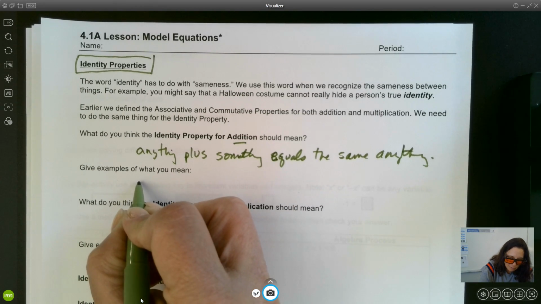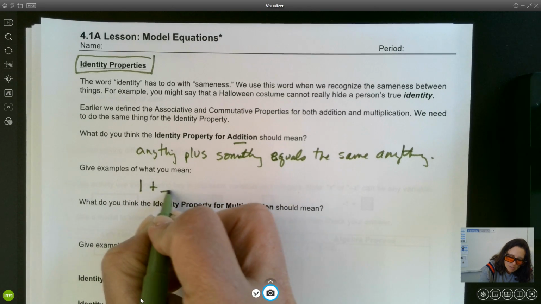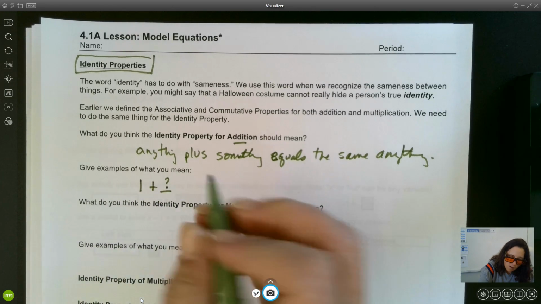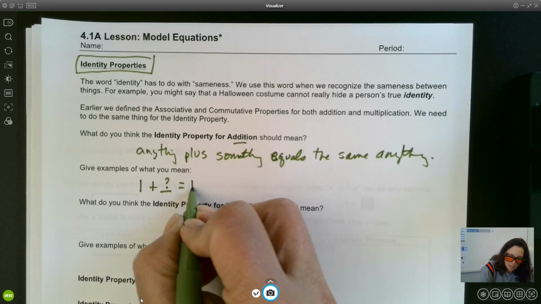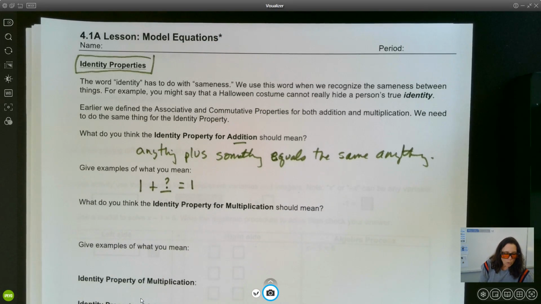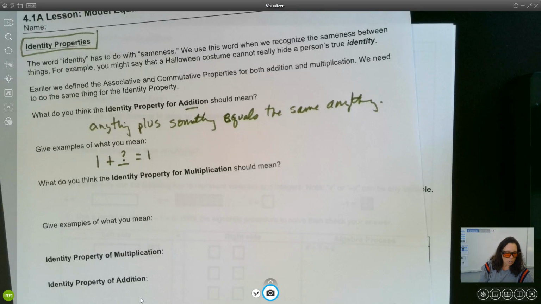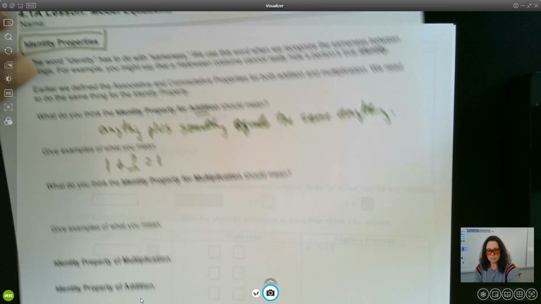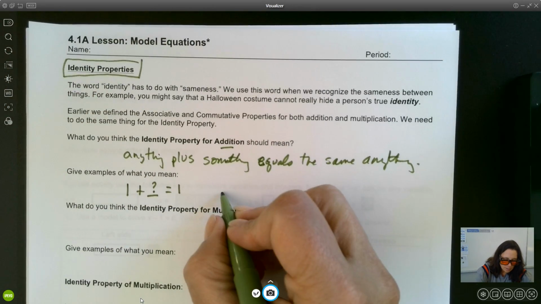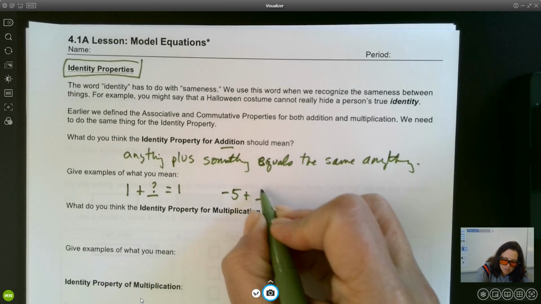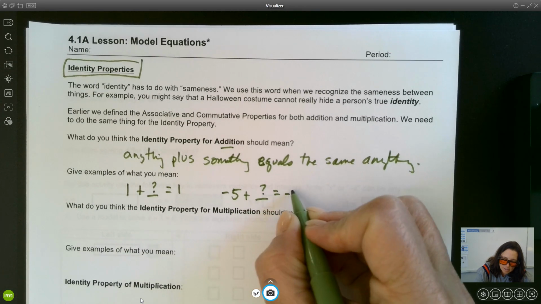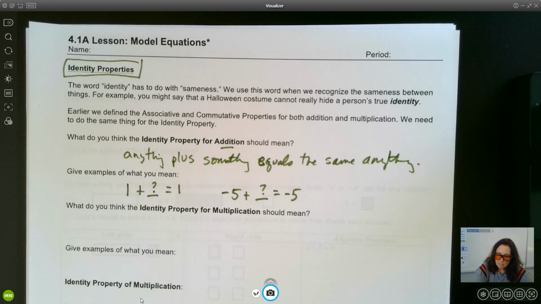So if we have like a 1 plus something and it stays equal to 1, what do you think that question mark would need to be? Okay, same thing with this one. -5 plus something equals that same number. What do you think that question mark would need to be?